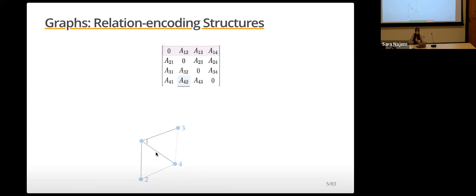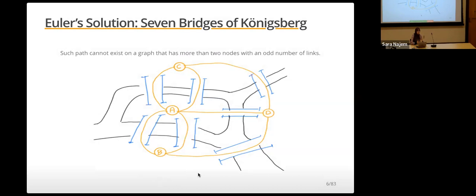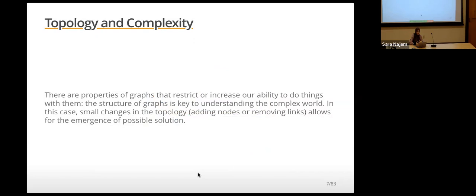And Euler's solution, the statement of that problem, was that there cannot be a path on a graph that has more than two nodes with an odd number of links. And he showed it mathematically and put an end to the problems with the mayors and the municipality and whatnot. It's unsolvable. It doesn't have a solution. And in that statement or solution, there's this link now with structure and whatever you can do with networks.